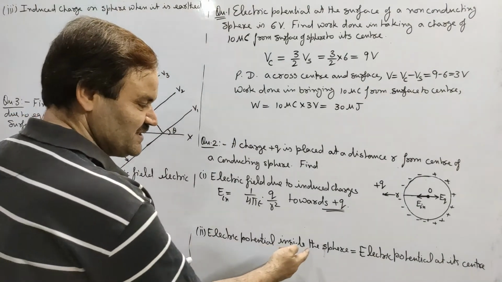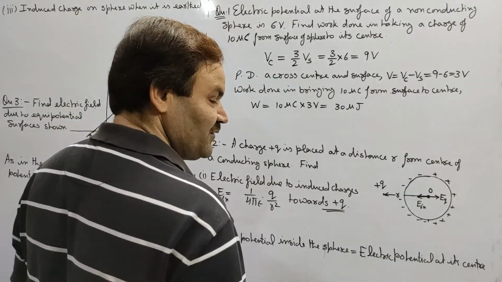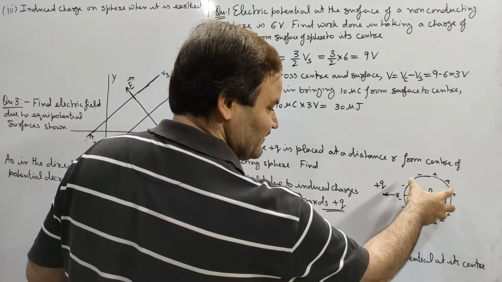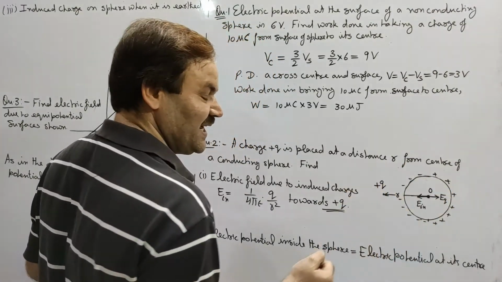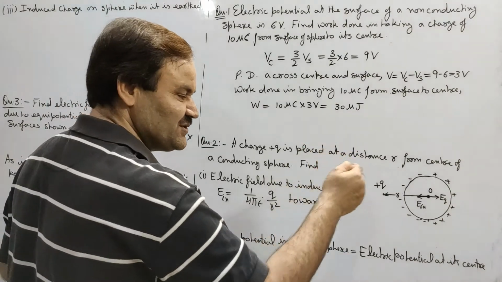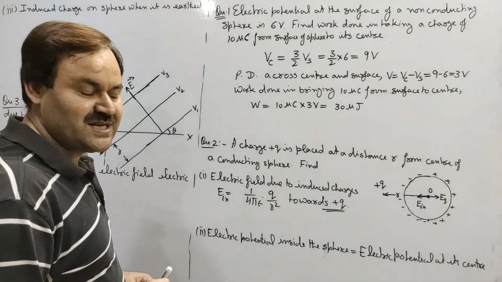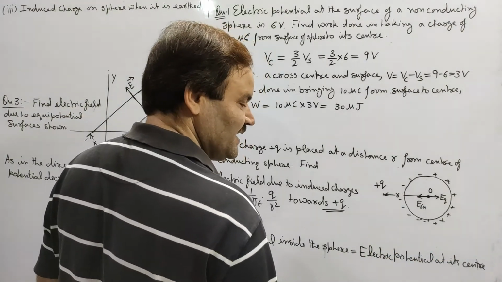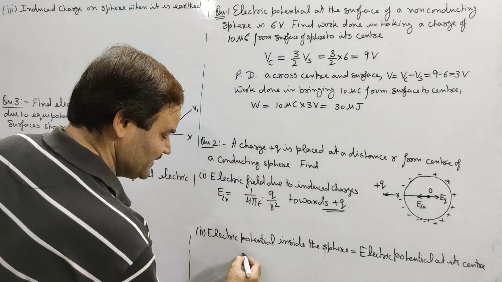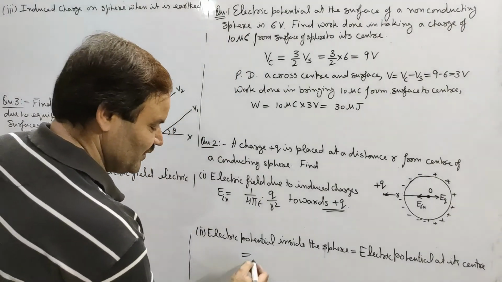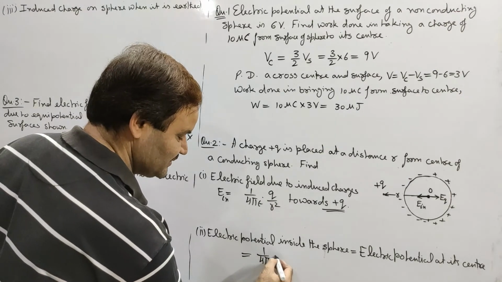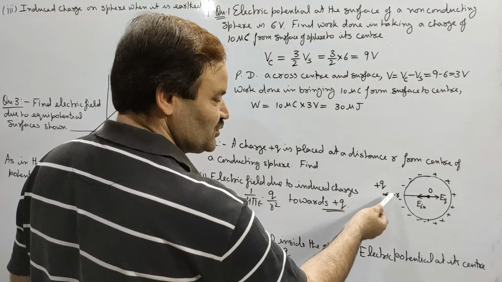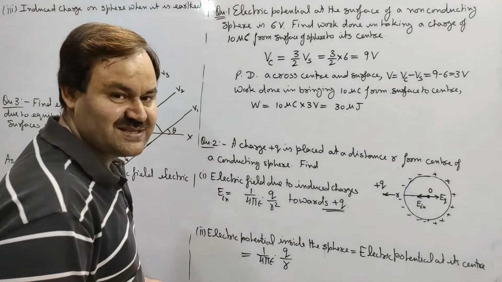Now, if we have to find electric potential inside the sphere, then we know that due to electric field within it being zero, electric potential at each point within it as well as on its surface will be the same. So electric potential inside the sphere is equal to electric potential at its surface, and that will be equal to 1 over 4 pi epsilon Q upon R, the electric potential produced by Q at the center.